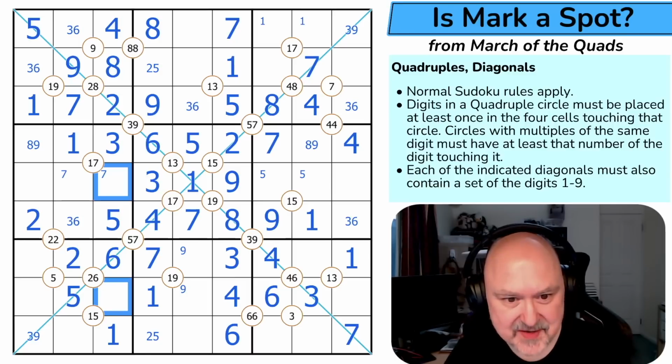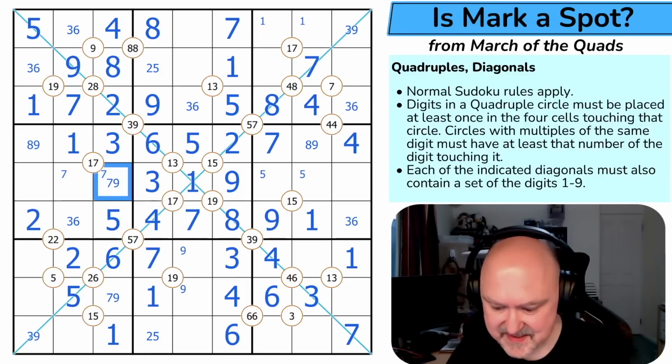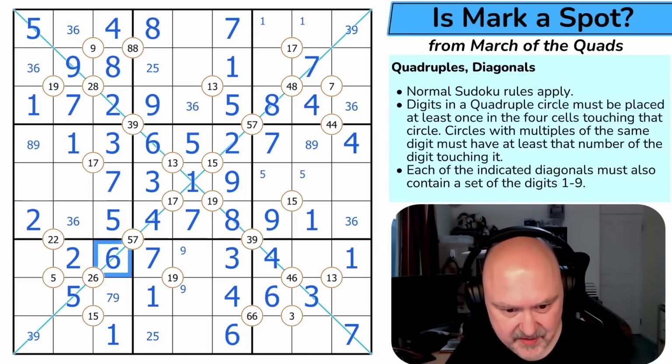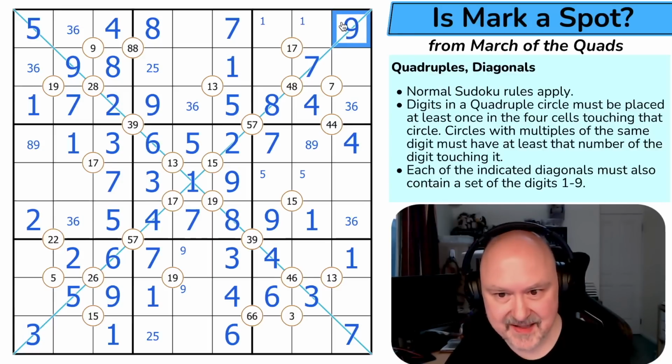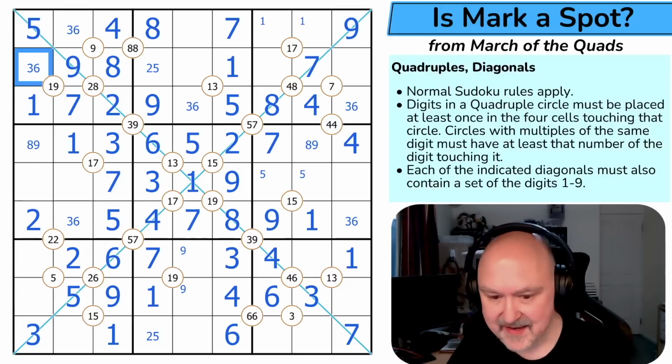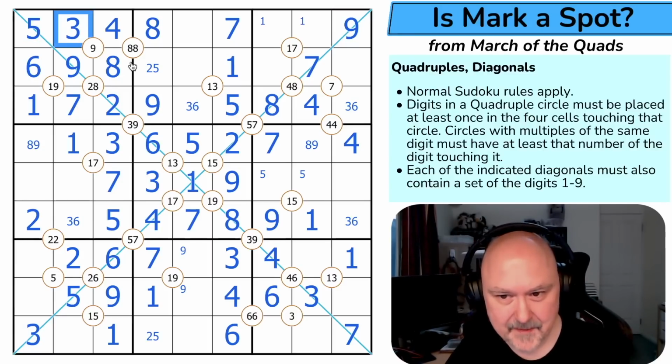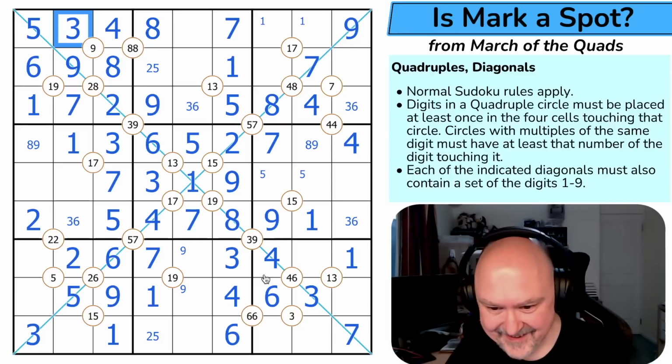Doesn't matter. 1, 2, 3, 4, 5, 6, 7, and 9 go into those. So that makes this the 7 by the 9 that's already in the row. This becomes the 9, which makes this the 3, which looks up the diagonal, making that the 9. The 3 looks up, making that the 6, and that the 3. This is fun.